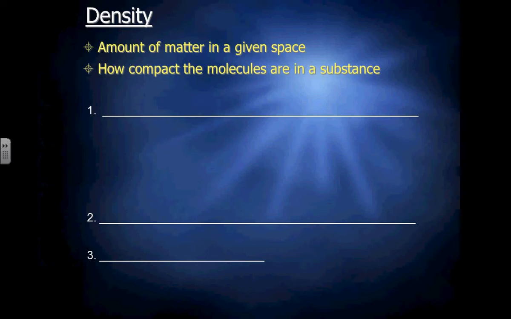So if we think about that definition, the amount of matter in a given space, that incorporates two things we've talked about. What do we call the amount of matter in an object? What word did we use for the amount of matter? Jonathan? Mass. Yeah, that's mass. And how about the amount of space? What's that, Jonathan? Volume. Density is the mass in a given volume. Okay? So density is a quantity that we calculate once we know the mass and volume of a substance, of an object.